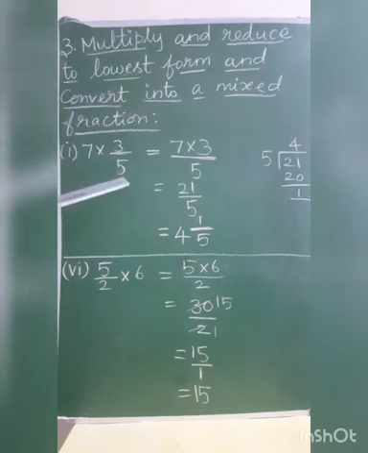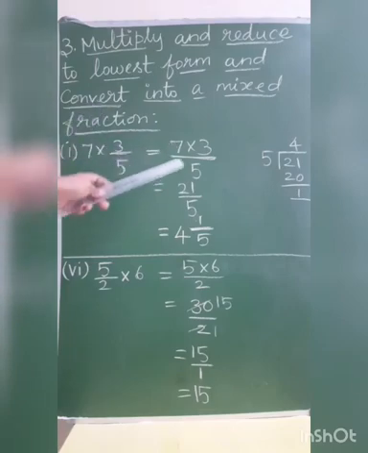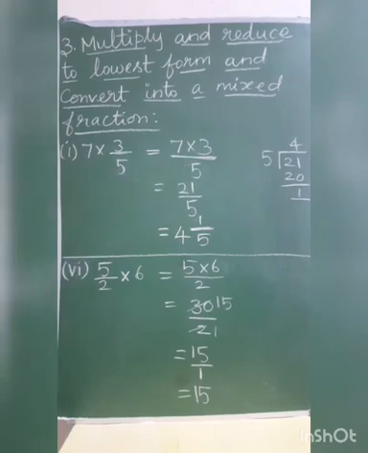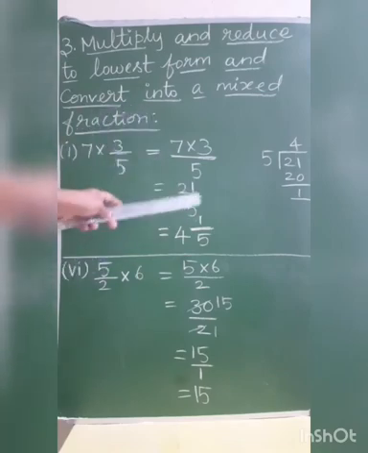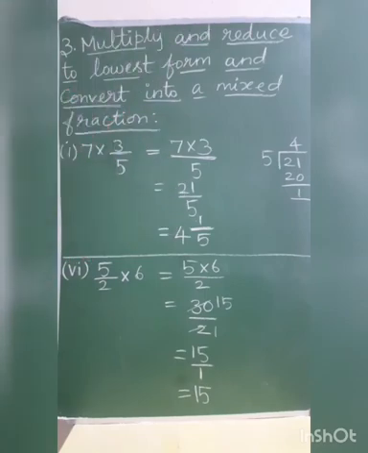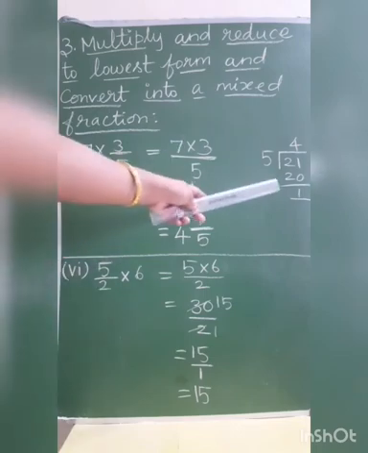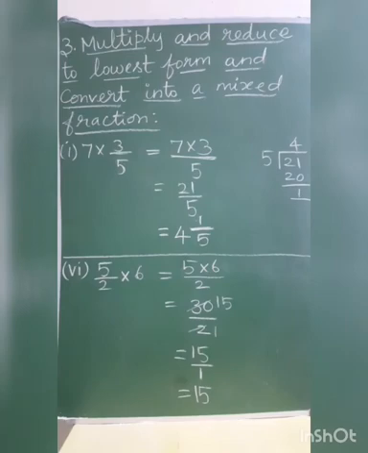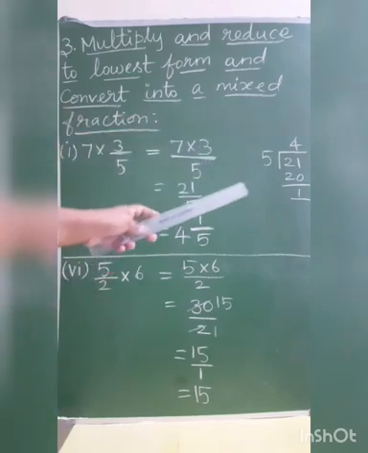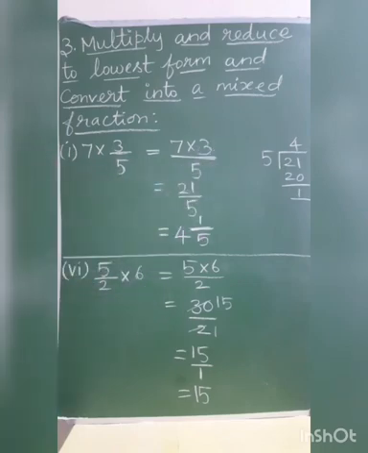First one, 7 into 3 by 5. 7 is a whole number, 3 is a numerator. So 7 into 3, keeping the denominator the same. 7 3s are 21, the denominator is 5. Here in the 5 table there is no 21, so you cannot cancel to reduce to lowest form. So convert into a mixed fraction only. 21 divided by 5: 5 4s are 20, the remainder is 1. The quotient is your whole number, remainder is your numerator, divisor is your denominator. So the answer is 4 1 by 5.